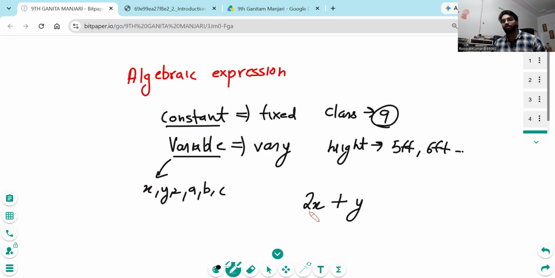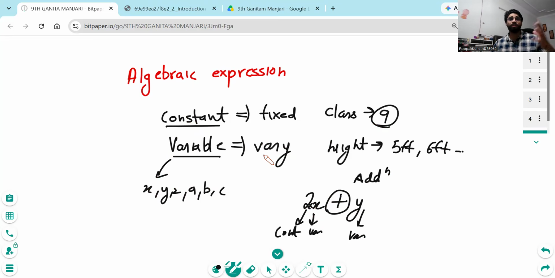यहाँ पे what I have done over here, I have taken a constant, a variable. This is a constant, this is a variable, and I've combined them with mathematical operations, that is addition as well as multiplication. This is 2 times x. So whenever you take a variable and a constant and you combine them with mathematical operations, that is called an algebraic expression.